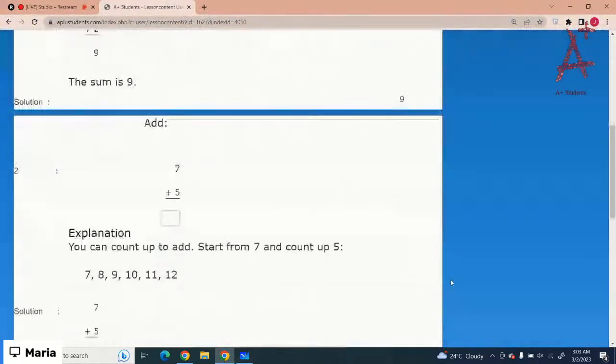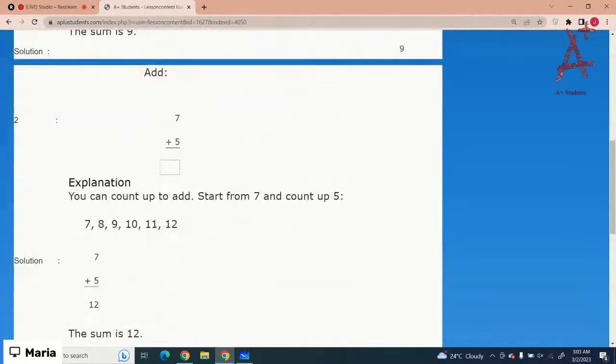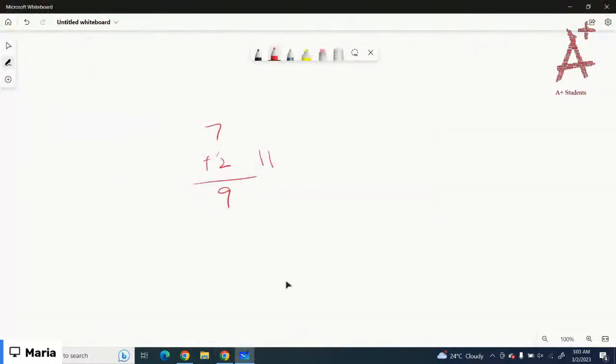Okay, the next one is 7 plus 5. Start with 7 and count up 5. Got it? So 7, 8, 9, 10, 11, 12. I just made 5 lines, starting counting from 7 up 5: 7, 8, 9, 10, 11, 12. So 7 plus 5 makes 12. Got it?